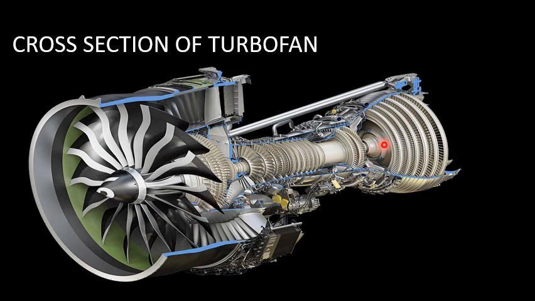And a part of the energy left out from the turbine is then provided as the thrust of the engine. As we say about the thrust of the engine, it is a combination of both the thrust developed from the core of the engine and from the exhaust or the bypass region. So this is all about the cross section of a turbofan engine.